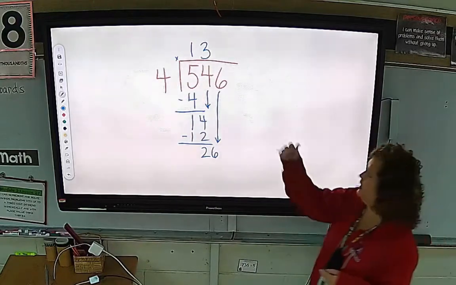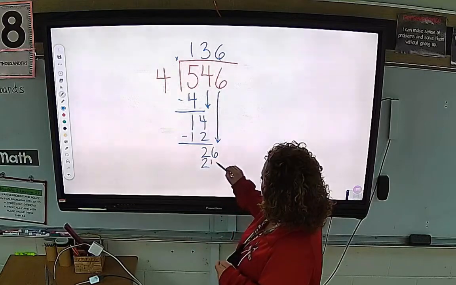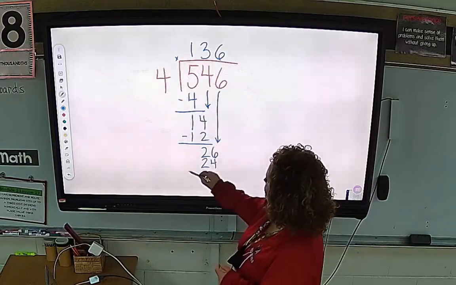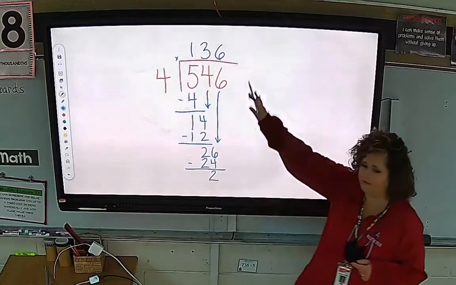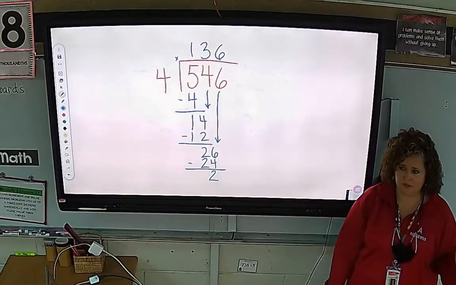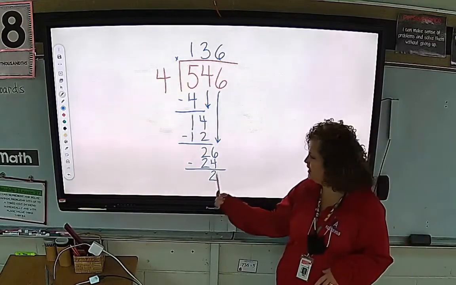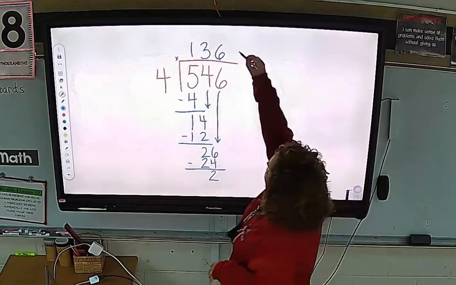Okay, so how many 4s is that? 6 times 4. 6 groups of 4 is 24. 4 times 6 is 24. I subtract that and get 2 again. But do I have anything to bring down this time? No, so the 2 is the remainder because it's not big enough to make another group of 4. So it's going to be remainder 2.